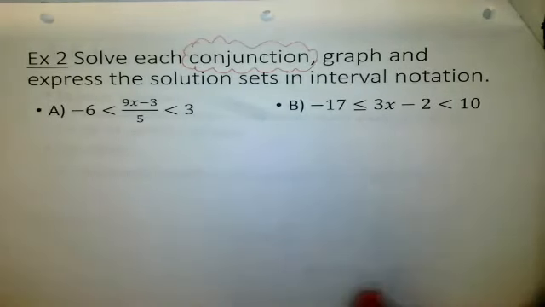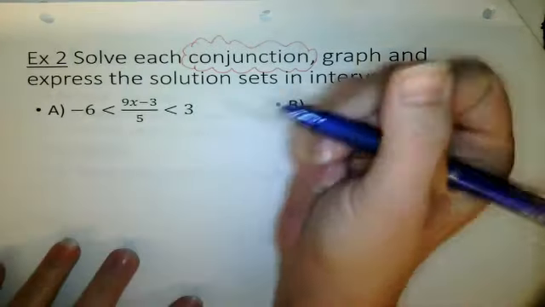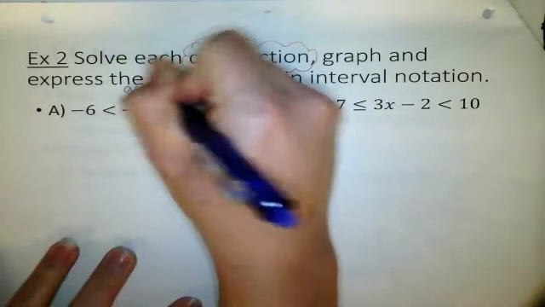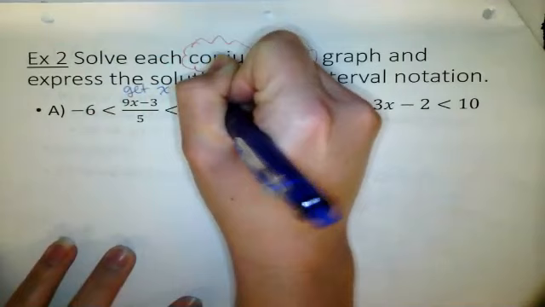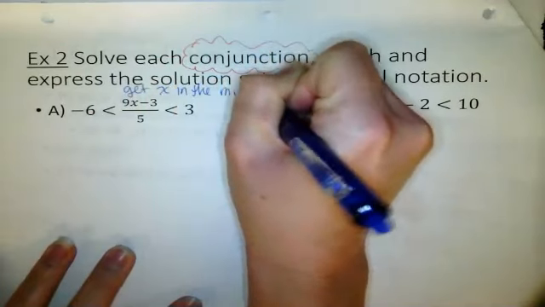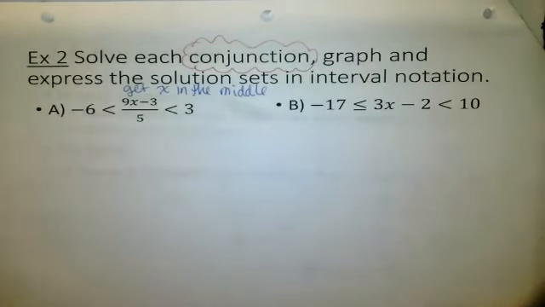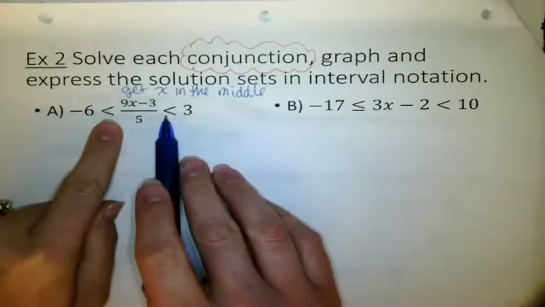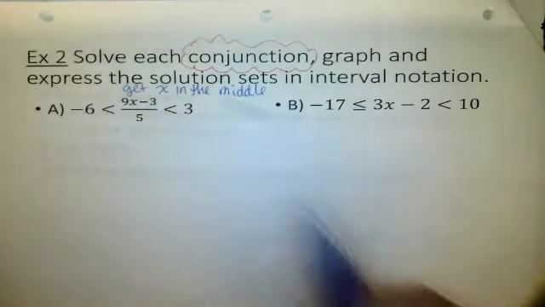Graph and express the solution sets in interval notation. So here we go. We're going to solve these in tandem. Our goal is to get x in the middle. All right, so when we have a conjunction, we want x all by itself in the middle, between our two symbols here. So what do you want to do first?